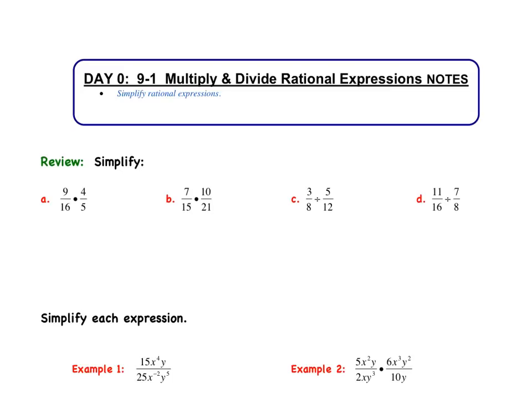Everybody, welcome to Chapter 9. Today we're going to focus on Day 0, Section 9.1, Multiplying and Dividing Rational Expressions. So today's goal is going to be multiplying and dividing. So we will be simplifying rational expressions. So when we hear rational expressions, we're just thinking fractions.